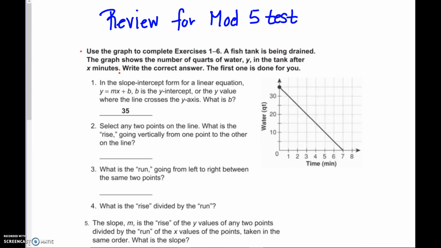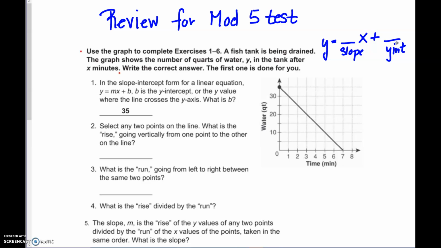Today we are going to be reviewing for your Mod 5 test. So we're going to be talking about finding slope and y-intercept and being able to write them in an equation form of y equals blank x plus blank, where we put the slope in this first blank and we put the y-intercept in the second blank. All right, and we can pull it off of a graph or a chart.